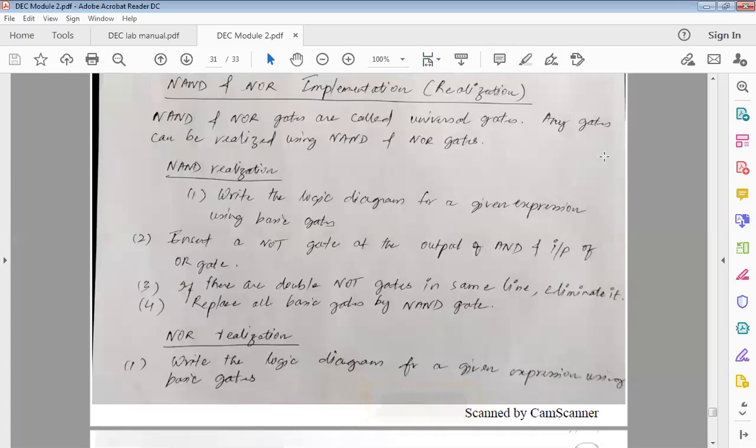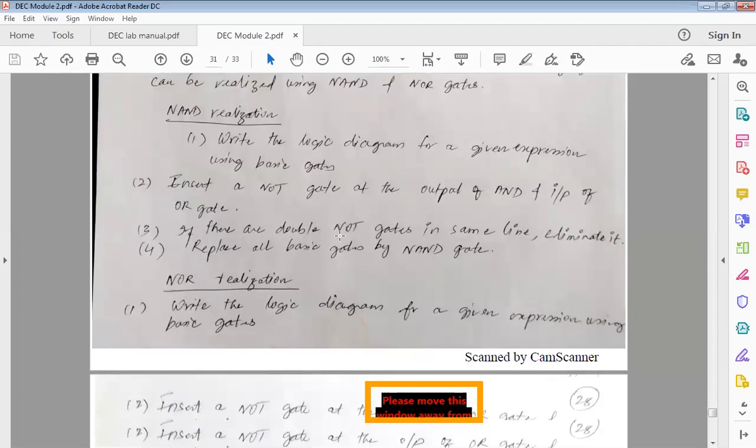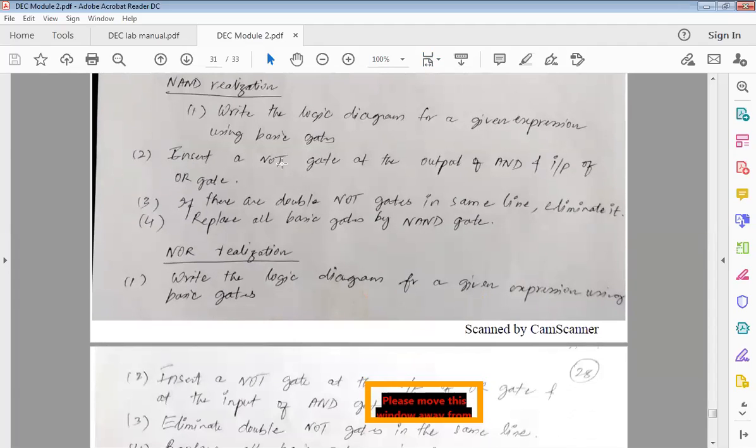So we will just quickly see one example for NAND and NOT implementation. Basically there is a rule that if a question is asked, implement this equation using your NAND gates, then as usual you will implement using your logic diagram, which means using your basic gates. And then in that basic gate, you have to insert a NOT gate at the output of AND, and at the input of OR gate, you also have to include a NOT gate. So this point number 2 is very important.